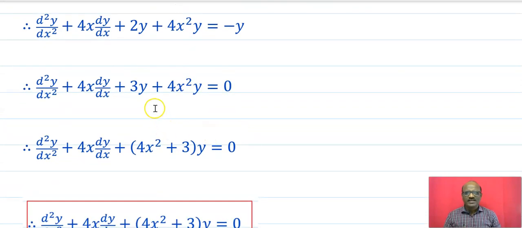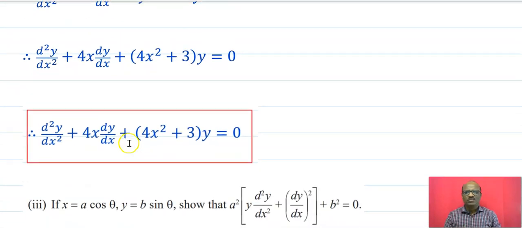Again we can take common from these two terms. What is common? y is common. Then in the bracket you will get 4x square plus 3, and these two terms are as they are, and hence we have proved that d2y by dx square plus 4x dy by dx plus 4x square plus 3, bracket complete, into y is equal to 0.